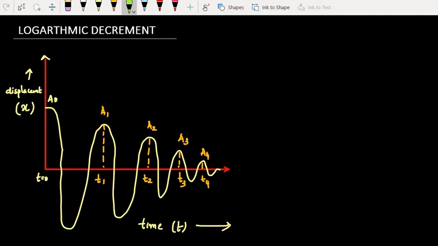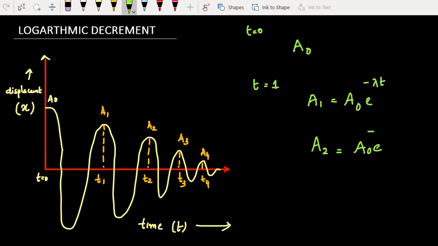I'm generally representing the amplitude. The initial amplitude was a0. So you can see at time t equal to 0, we got a0. Then at time t equal to t1, we got another amplitude a1, which is equal to a0 e raised to minus lambda t. As the value of time changes, this changes. So a2 is equal to a0 e raised to minus lambda t2, and t2 is equal to 2t.